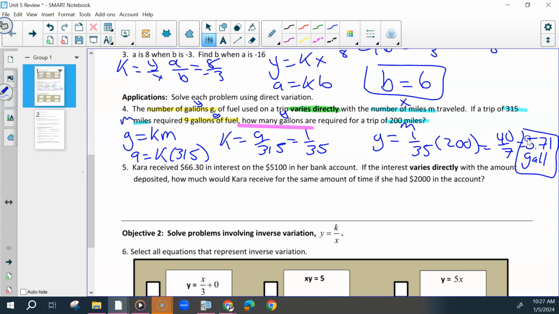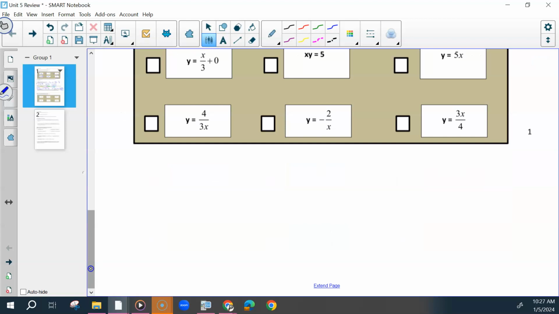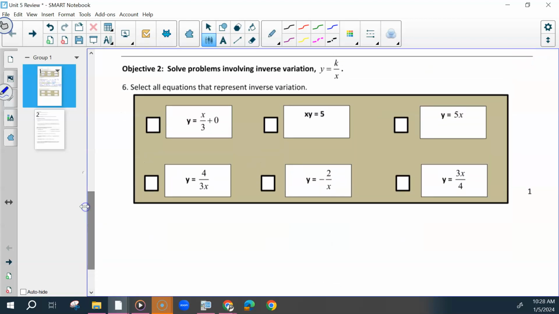So these need to look like our equation y equals k over x. Does this look like that? No. This one does not look like this, but it is how we find k. So if I were to solve this for x, it now looks like that. So if you know that this is how we solve for k, or that you could solve it to get that, that would be inverse.